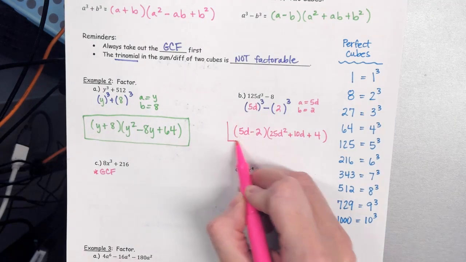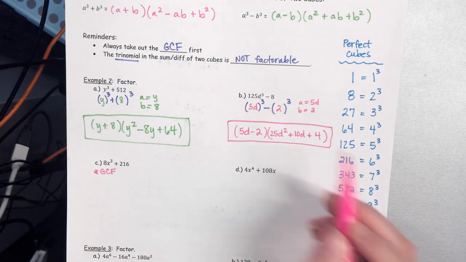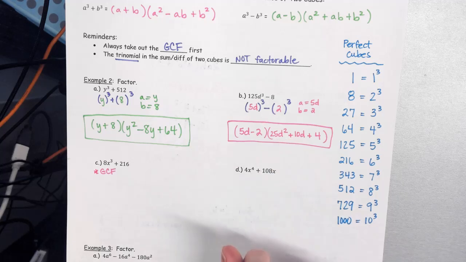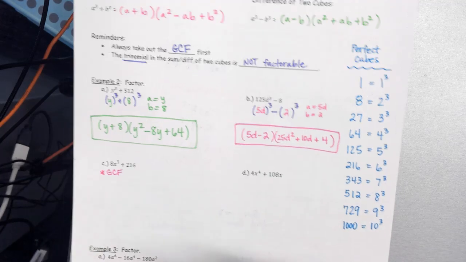Okay, so how did that go? Do you remember to square the 5 at the front?